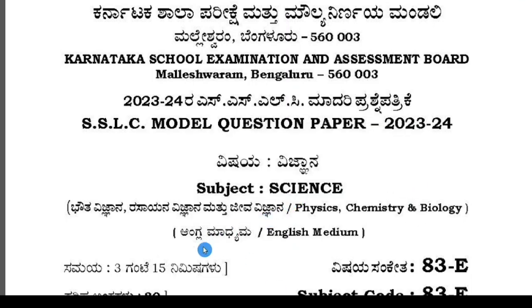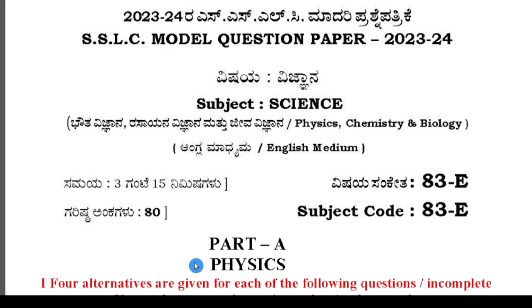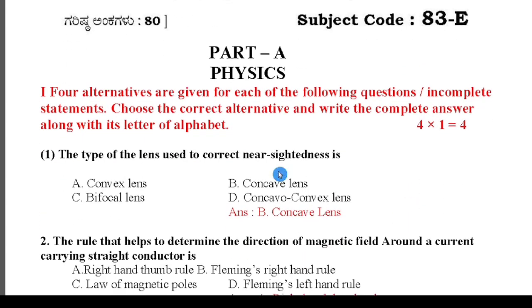For science, we have a total of 3 hours 15 minutes, total marks 80 marks, and the subject code is 83E. Very important: before you start writing your question paper, please check the subject name and subject code. Then you have instructions, follow those instructions. So I am going directly to part A.